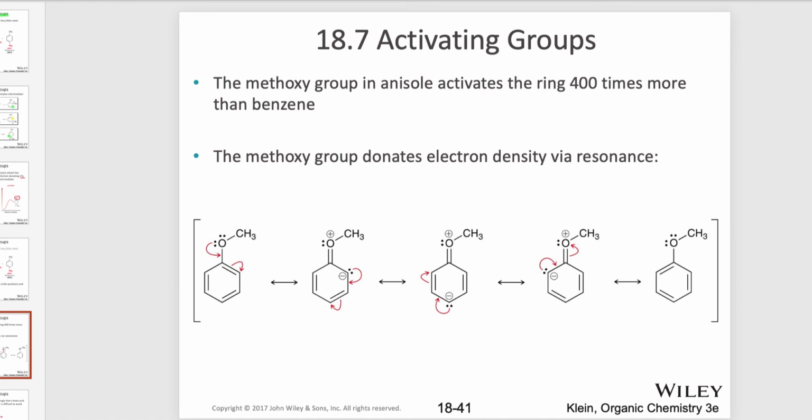On this slide, we're now looking at a methoxy group. Remember how I'd shown you a couple of slides ago that it was really important that we fill in these electrons here, because now we have a benzene ring. The methoxy group has an electron pair available, and that is what makes this an electron donating group, and therefore an activating group. So the methoxy group in anisole, that's the structure here, activates the ring 400 times more than benzene. The methoxy group donates electron density via resonance. So that's a much stronger effect compared to an alkyl group where we only have an inductive effect.